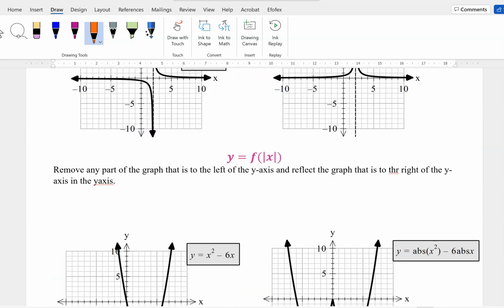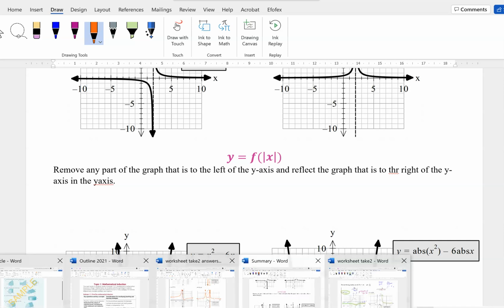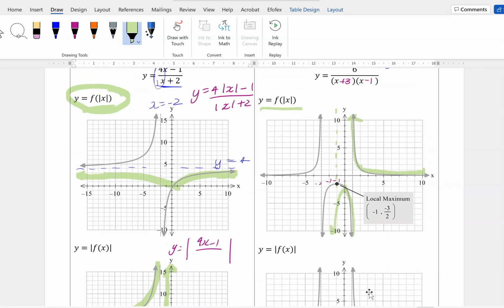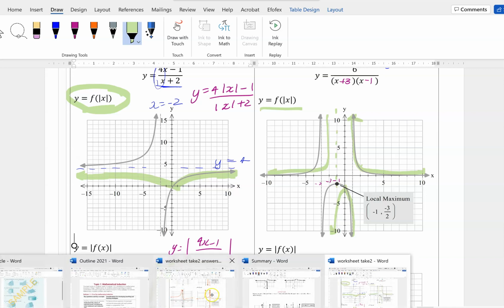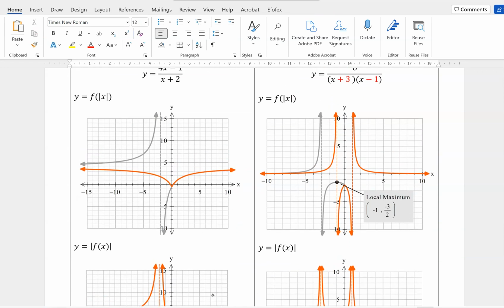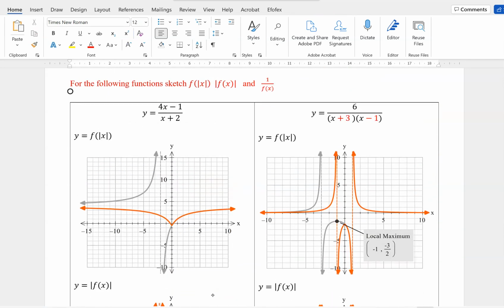I think so. Remove any part of the graph that is to the left of the y-axis and reflect the graph that is to the right of the y-axis. Oh, I think I'm okay, but I'm doing them in different orders. So remove anything to the left. Yep, we're happy with that. And so that will go like so. I don't know what's going on with this one. Did I graph the wrong one? Oh, I looked at the wrong one. Should have trusted myself. I didn't scroll all the way up.